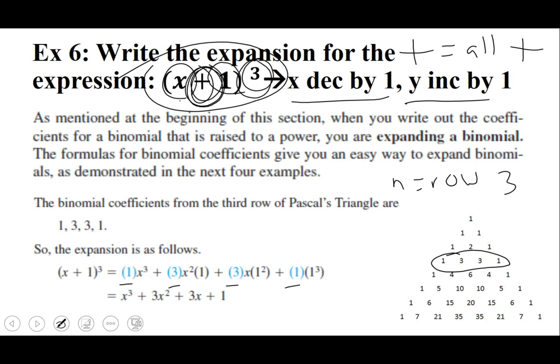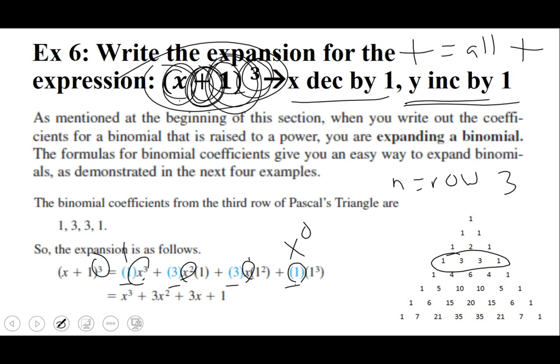Then you're going to start by taking whatever is in the first slot, which is x, and those powers are going to decrease by 1, starting with whatever n is. So because n was 3, that's how you get x to the third. Go down by 1 to get x squared. Go down by 1 again, which is how you get x to the first. And go down by 1 again to get x to the 0, which is, of course, just 1. Then notice that for the second term, which is just 1, you are going to increase those powers by 1, starting with 0.